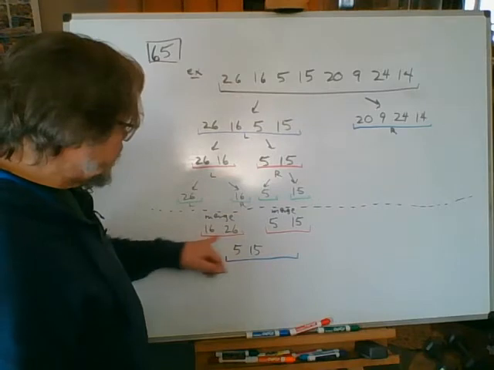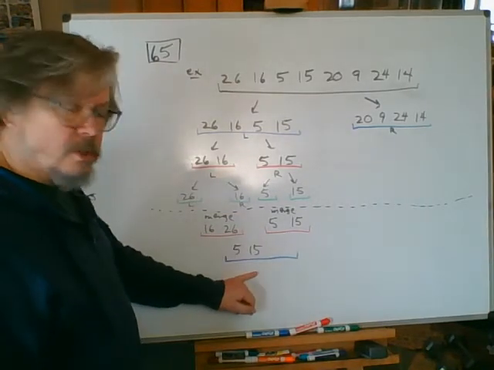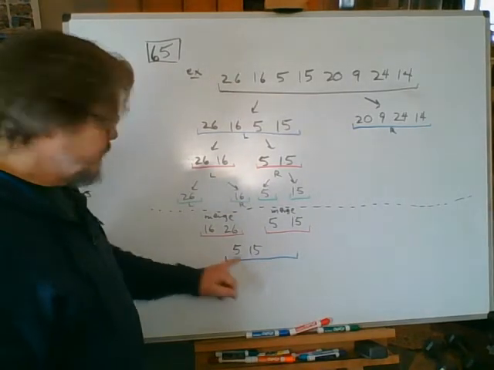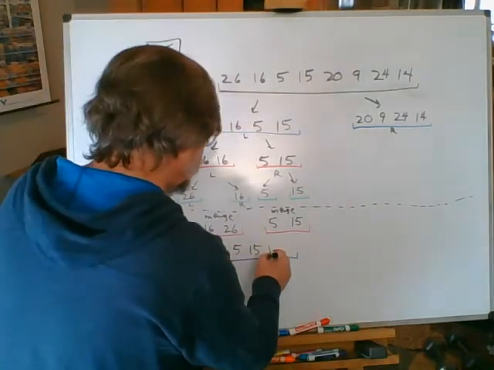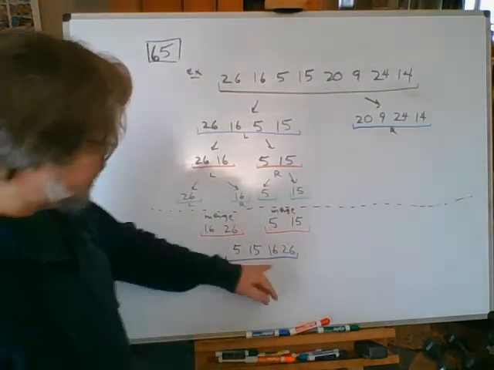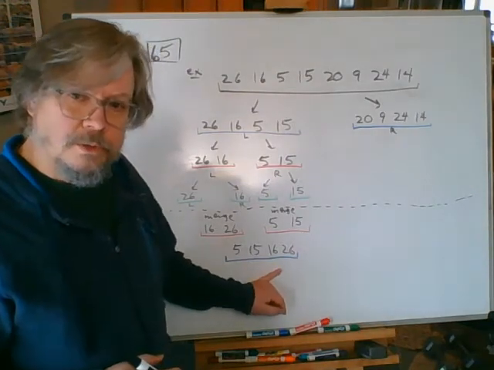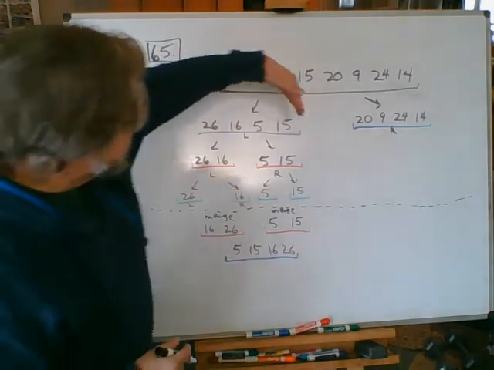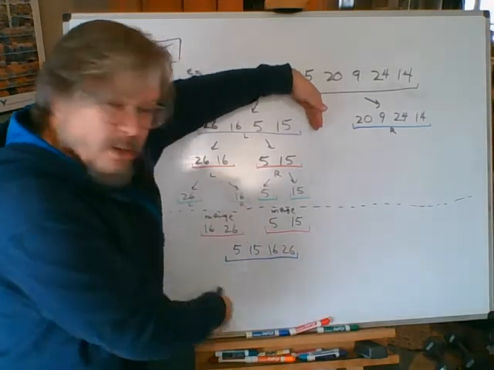There's not anything to compare it to over there anymore because both those numbers are already in the blue tray. So here we go. I just copied down the 16. I just copied down the 26. Bada boom, bada bing. I got a list of length 4 that was in order. And if I'd started my example right here, that would be the complete merge sort.